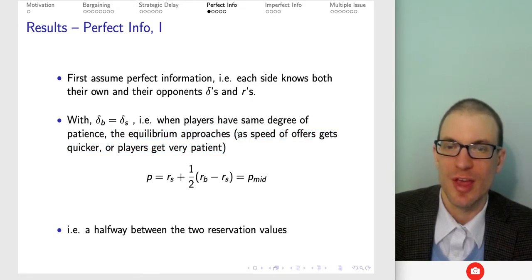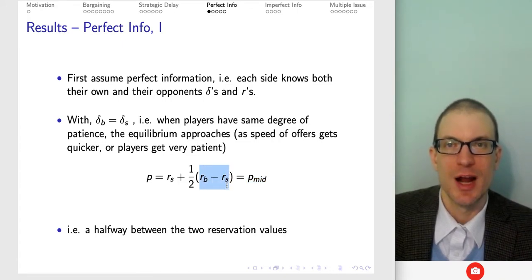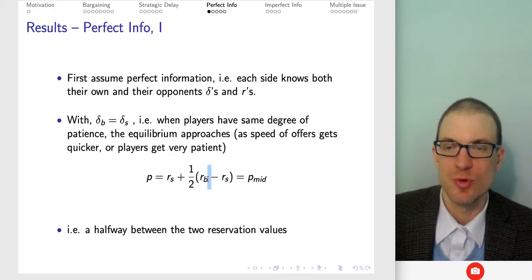So you could say this: as the speed of the offers gets quicker, as the players get very patient, we end up getting the price is equal to, well, look at this. This is going to be RS plus 1/2 RB minus RS, the middle value, right? If I take the difference between RB and RS, RB minus RS, that's just the total economic surplus. This is the difference between willingness to pay and willingness to accept. Multiply that by 1/2 gives us the midpoint.